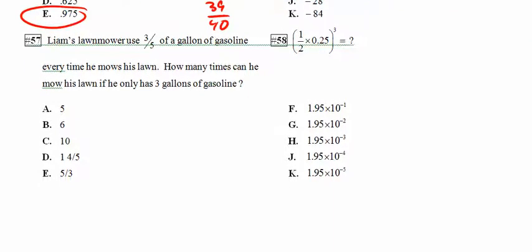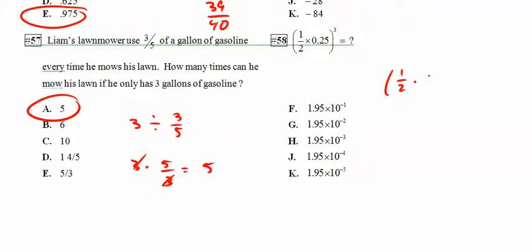Liam's lawnmower uses 3/5 of a gasoline gallon. How many can he do? It's 3 divided by 3/5, which is 3 times 5/3, which is 5. Lots of different ways to do that. Plug this into a calculator.